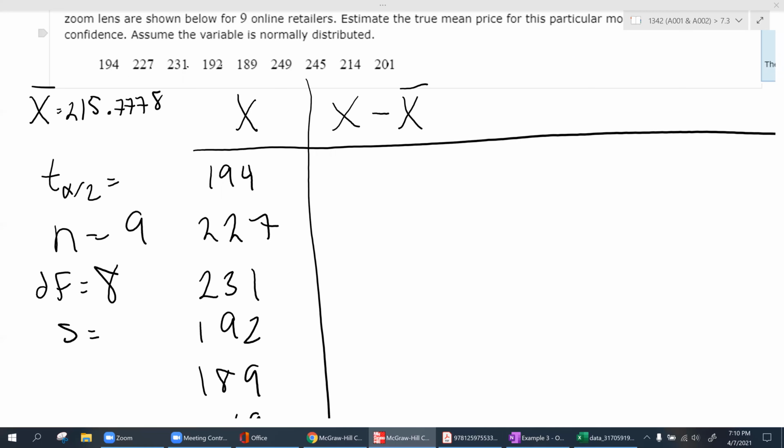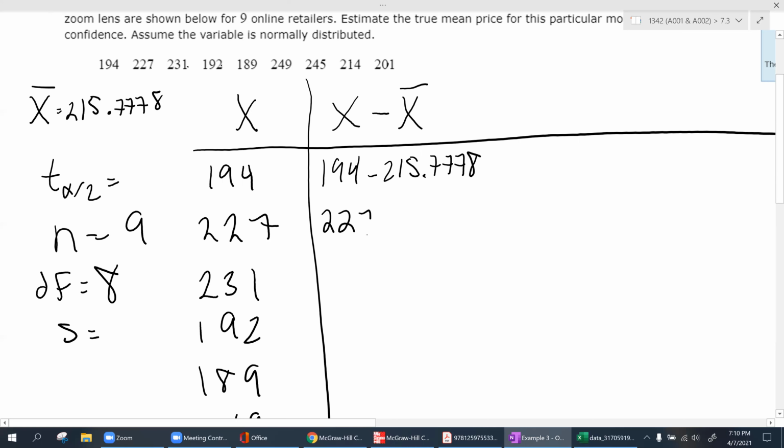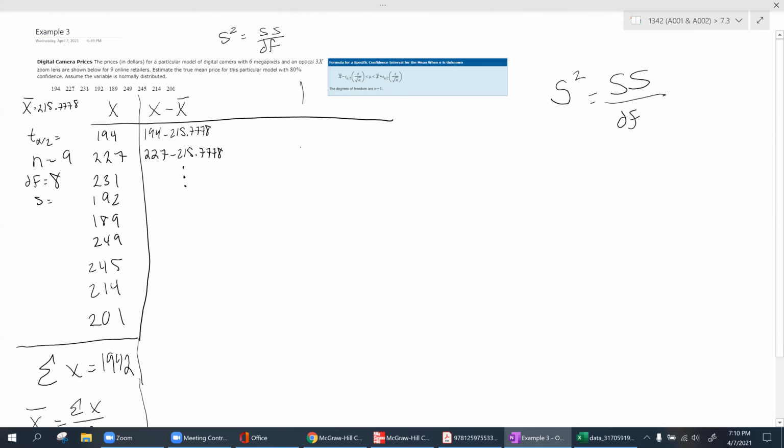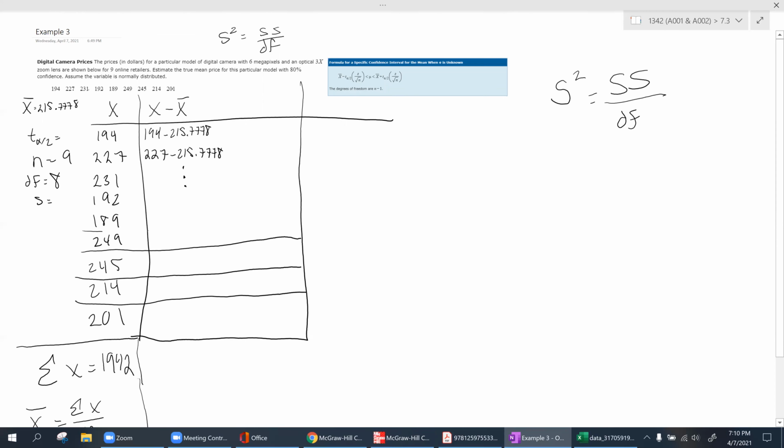So what we're going to do is x minus x bar. This is going to be 194 minus 215.7778. This is going to be 227 minus 215.7778, and so forth. We're going to fill all these values in. You're going to fill all those values in, and I'm going to fill these in to make sure we're all following along. So as I mentioned before, if at any time you want to pause the video, please do so.